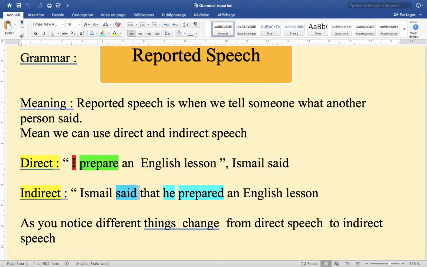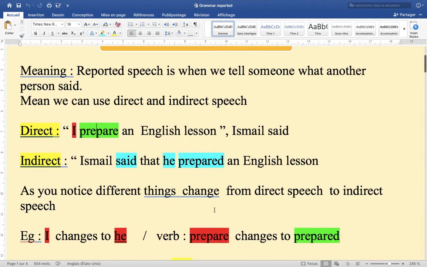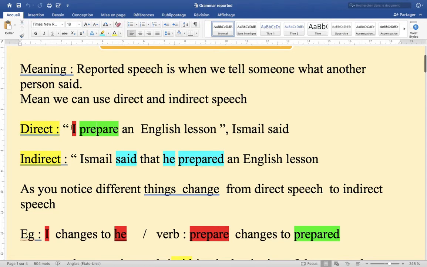For example, we have "I prepare an English lesson." This sentence is in simple present. How do you know it's simple present? We have the subject and the verb prepare in the infinitive. In indirect speech we have Ismail said that he prepared an English lesson. Here this I turns to he, and prepare turns to prepared.